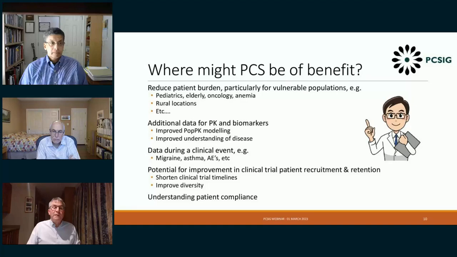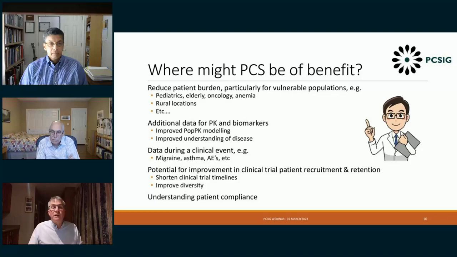We also have an opportunity to generate data during a clinical event. For example, if you've got a migraine and we're wanting to find out, are you taking your medicine? Are you taking the right dose of your medicine? What's happening with your biomarkers? You're not really going to be able to get into a car and drive to a study center to have a blood sample drawn, but maybe you or a caregiver could collect a sample close to that migraine event that could give really unique data that just can't be obtained in any other way.